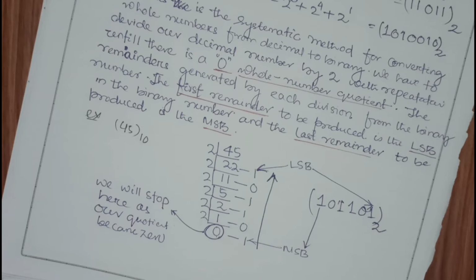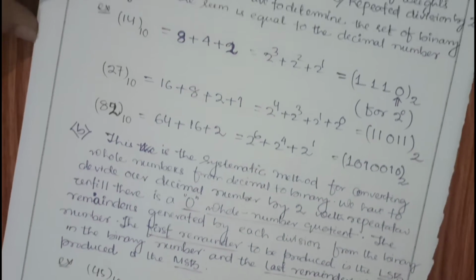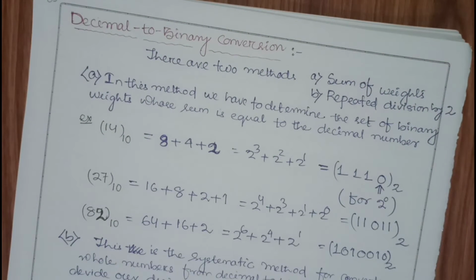This is the binary to decimal conversion. Now we will see how to convert decimal to binary. There are two types of method. One is called sum of weights, and the second one is called repeated division by 2. You can see what sum of weights is. We already know 2 power 1, 2 power 2, 2 power 8. These are the weights.